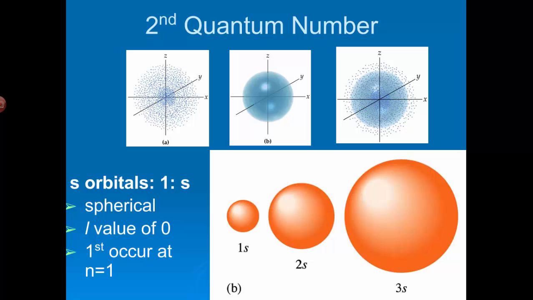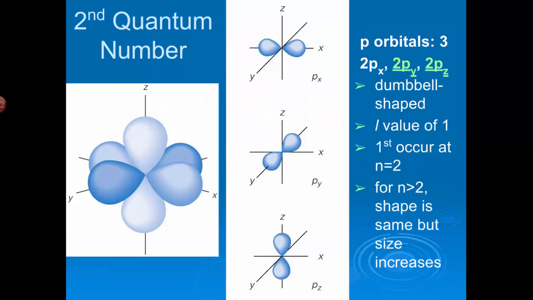The first time we see an L value of 0 is on n equals 1. That's the first time we see a sublevel called s. Anytime you have an s sublevel, the L value is 0. So we go to 2s or 3s, we still have an L value of 0. It's just that the orbital is getting bigger as it gets further from the nucleus.